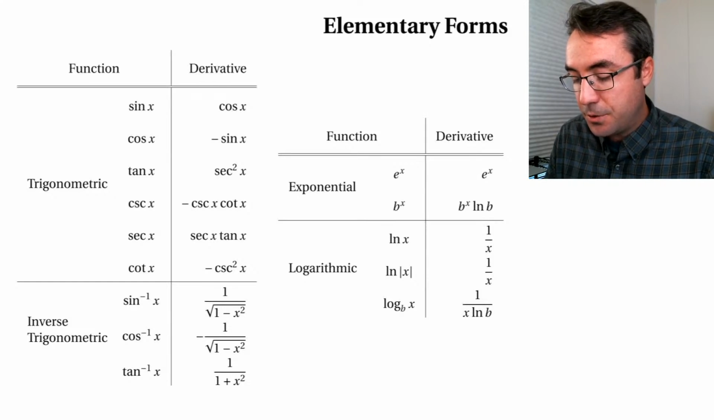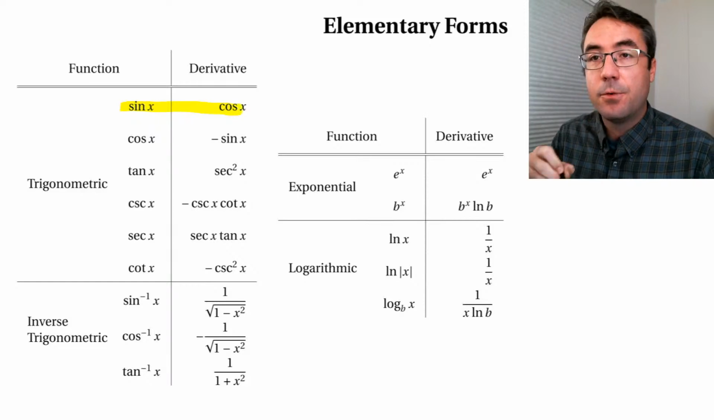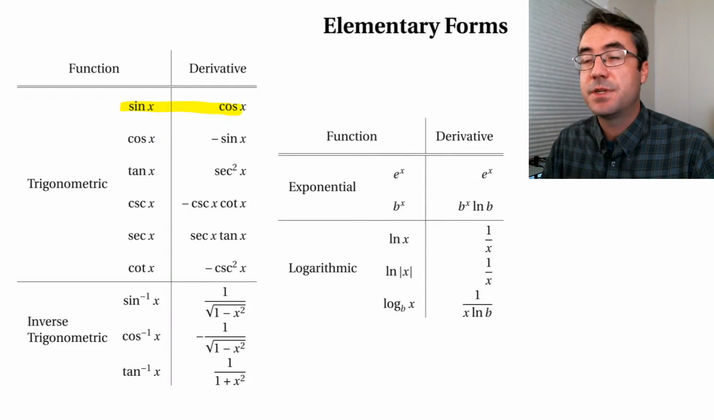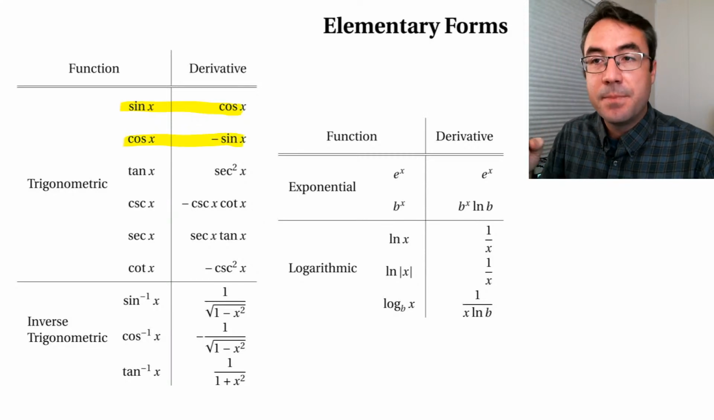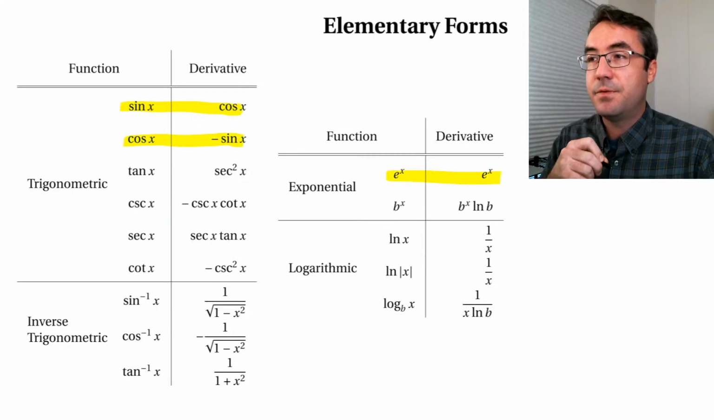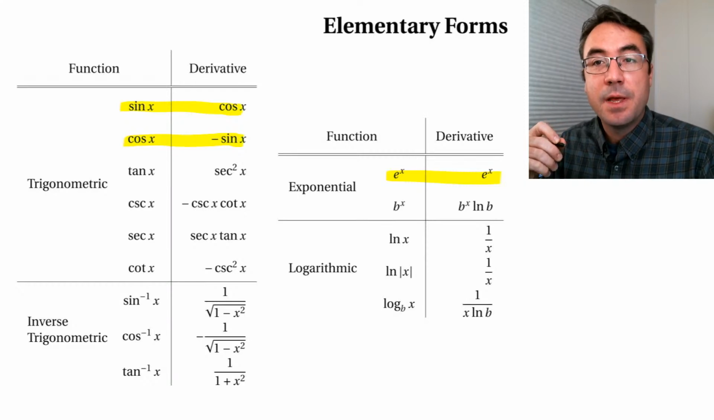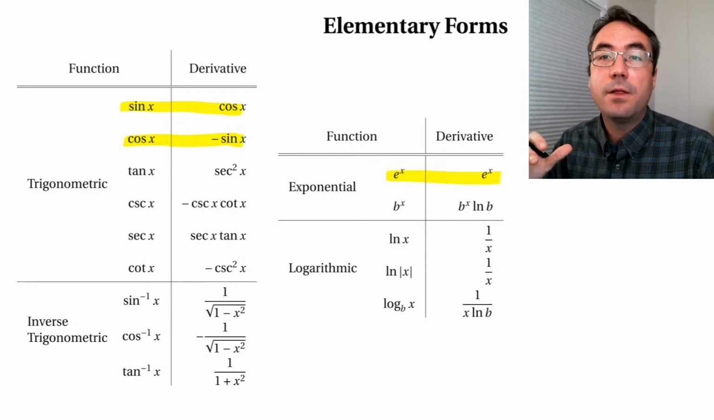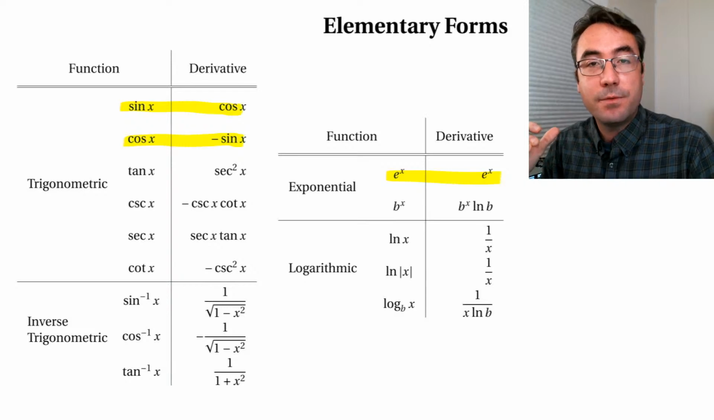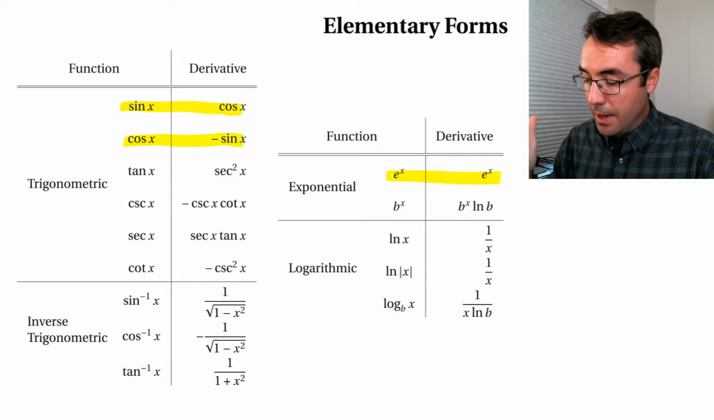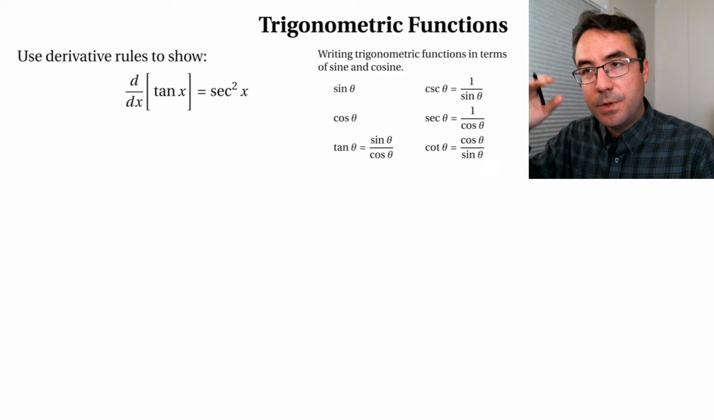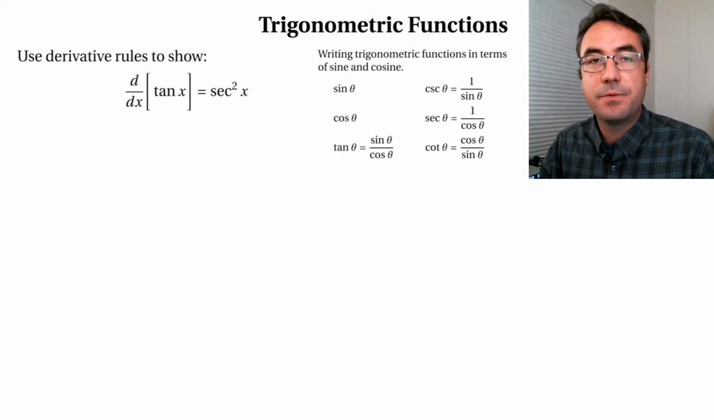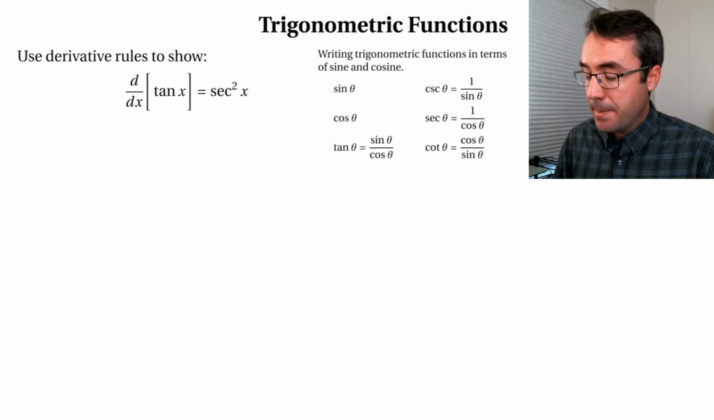And the three that we're going to need are the one for sine, so knowing that the derivative of sine is cosine, knowing that the derivative of cosine is negative sine, and then knowing that the derivative of e to the x is e to the x. And we're basically going to be able to prove all of the other derivative rules here using just those three results. And so last time we had looked at the derivative of tangent. We did the quotient rule to show that the derivative of tangent was secant squared.